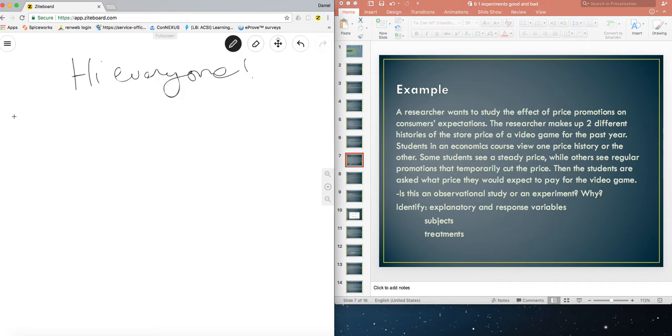So for our example, is this an observational study or an experiment? Well, hopefully you notice that it is an experiment because I basically took two economic groups of students and I told them one history and I told them the other. Remember, this isn't a true history of the video game. It's a made-up one to see what their expectations would be at price. So that was experiment.